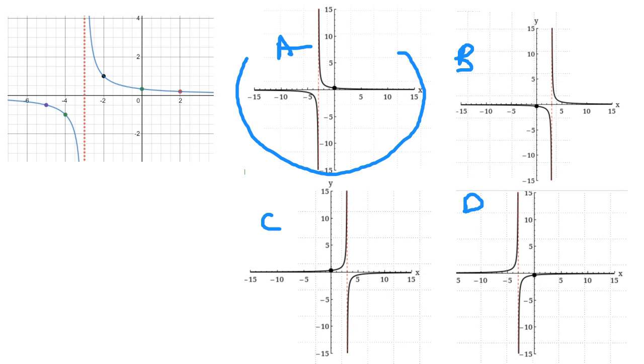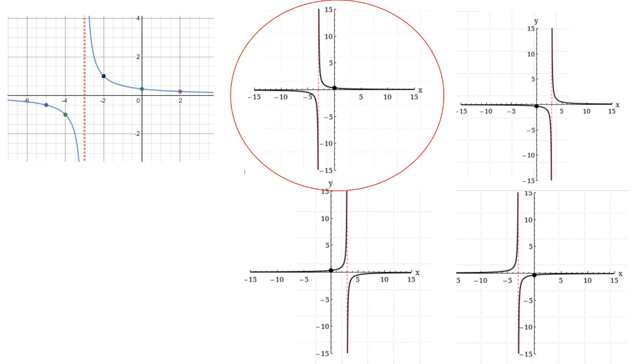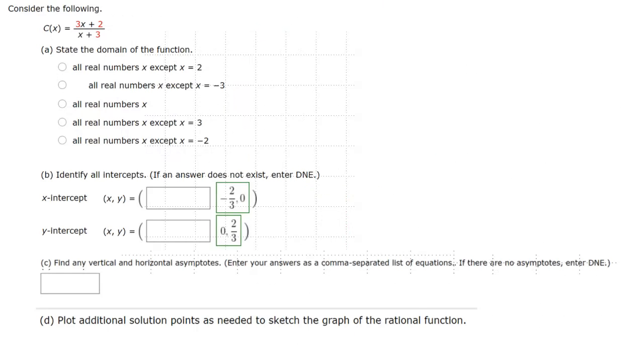I was thinking maybe this one, but they're opposites, right? They're not in the correct position. So again, we can see that our answer only is for this one, which I called A, right? Very similar to what I graphed. So, all right, let's look at another example.